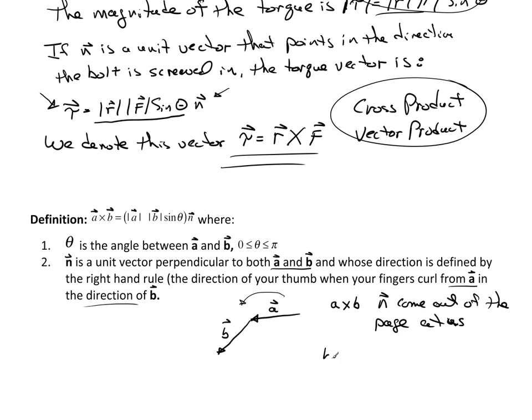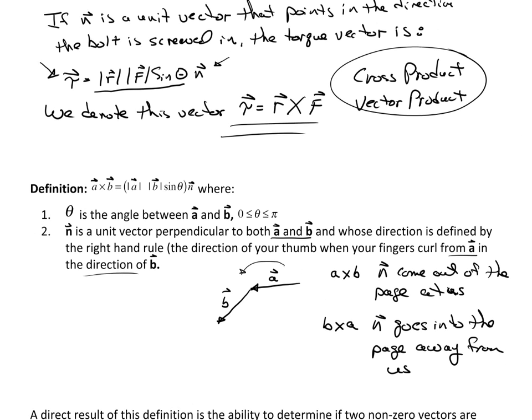On the other hand, B cross A, the only way I can get my fingers to curl toward A is if I turn my hand essentially upside down. And in that case, this vector n will go into the page, actually away from us. So even though the magnitudes are the same, the direction of this normal vector will in fact be different.